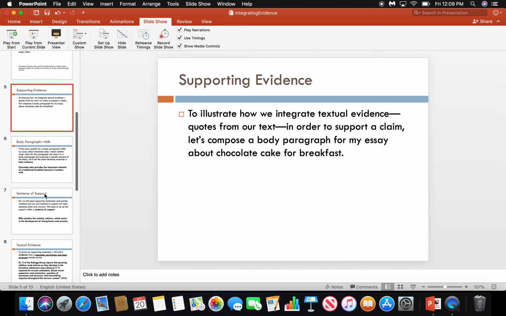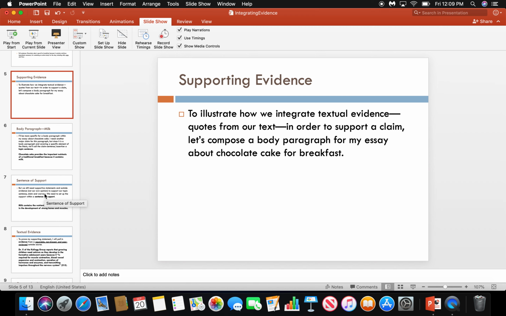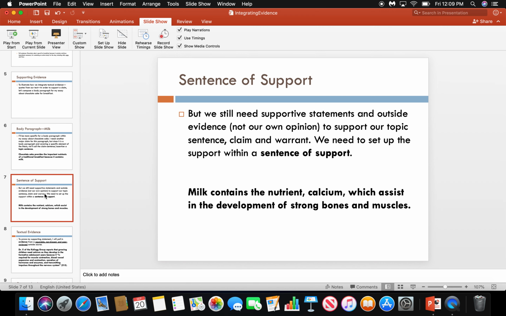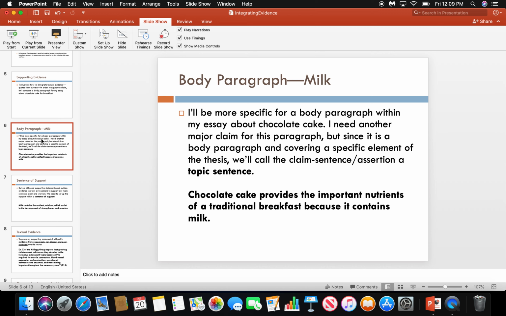So we're going to compose a body paragraph for the essay. So, did I go a little too far? Yes, I did. We need to be more specific about our body paragraph within our essay about chocolate cake.